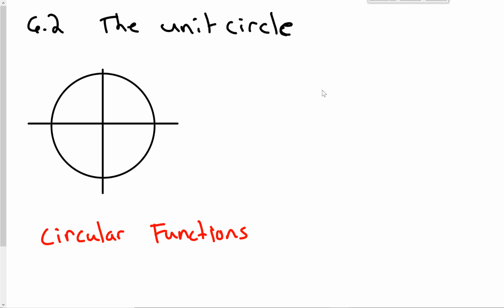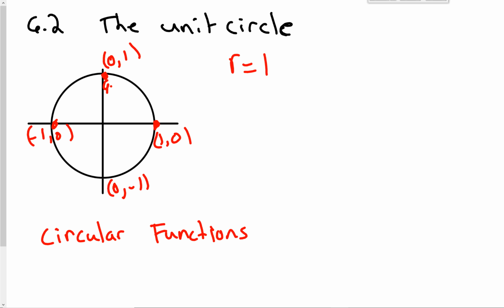Part 2 of chapter 6, we're going to talk about the unit circle. When we talk about the unit circle, we let r equal 1. So this point right here is (1, 0). This point up here is (0, 1). This point is (-1, 0), and this is (0, -1). So those are all those points.